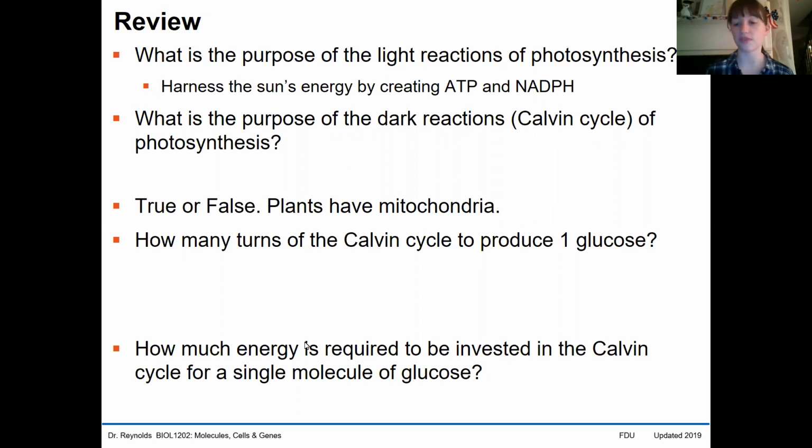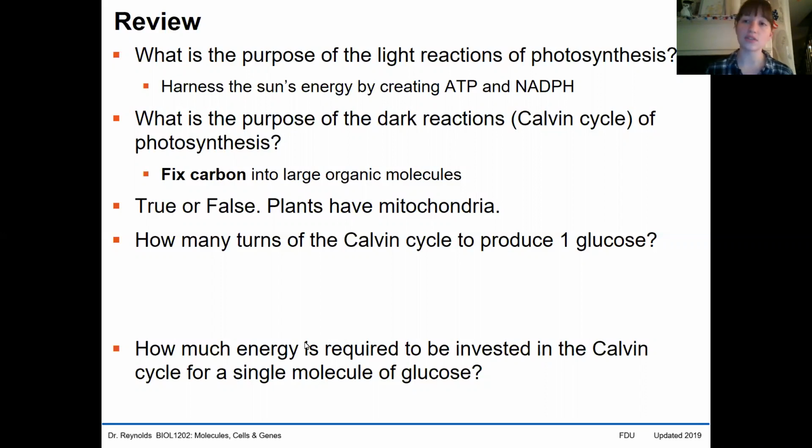What is the purpose of the dark reaction, sometimes called the Calvin cycle, of photosynthesis? Well, the first step of the cycle is to fix carbon. This is when the carbons from carbon dioxide are attached to larger organic molecules, in this case the 5-carbon RuBP molecule that has 2 phosphates. And you'll recall that the enzyme that's responsible for this is known as Rubisco.